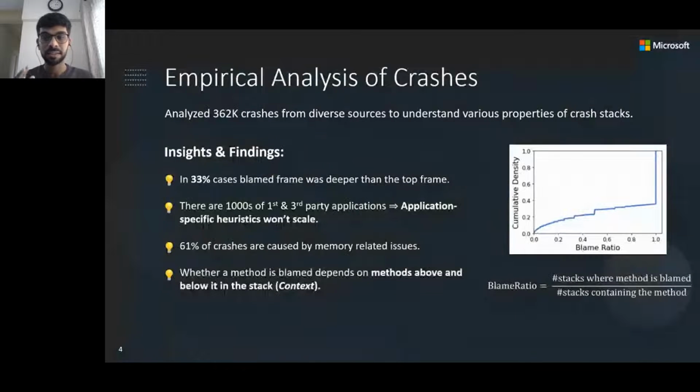We find that a significant fraction of methods have a blame ratio less than 1, which indicates that a method which is blamed in one stack need not always be blamed in another. That particular decision of whether or not to blame a method completely depends on the context it appears in. And that context here is the other methods in the stack, which are above and below it. I refer you to the paper for many more insights and details from the empirical study.